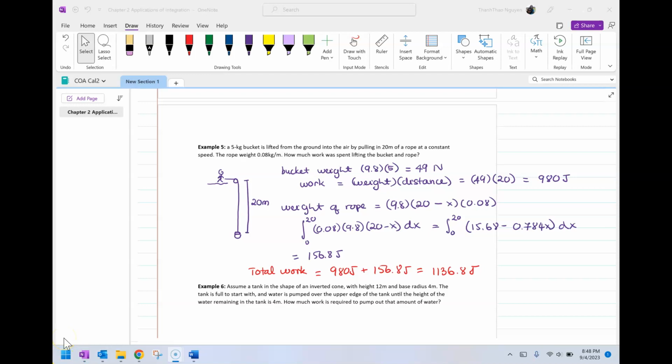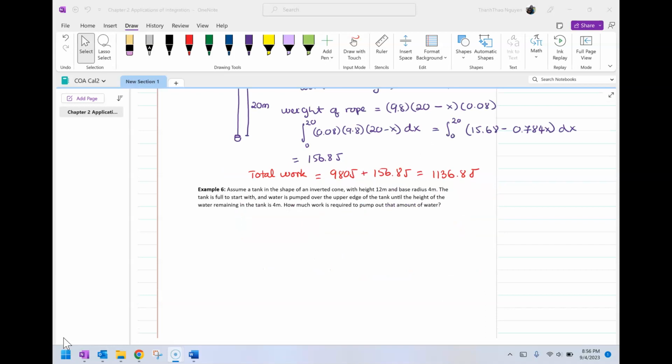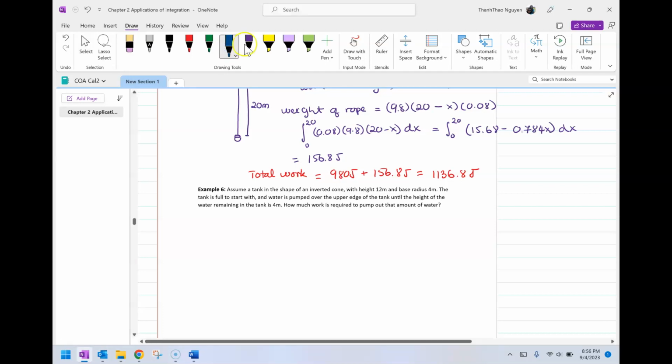The next type of problem that we're looking at is the work required to pump out the water in a tank, for example. Assume a tank in the shape of an inverted cone with a height of 12 meters and a base of radius 4. The tank is full to start with, and the water is pumped over the upper edge of the tank until the height of the water remaining in the tank is 4 meters. How much work is required to pump out that amount of water? So let's go ahead and put this into a picture.